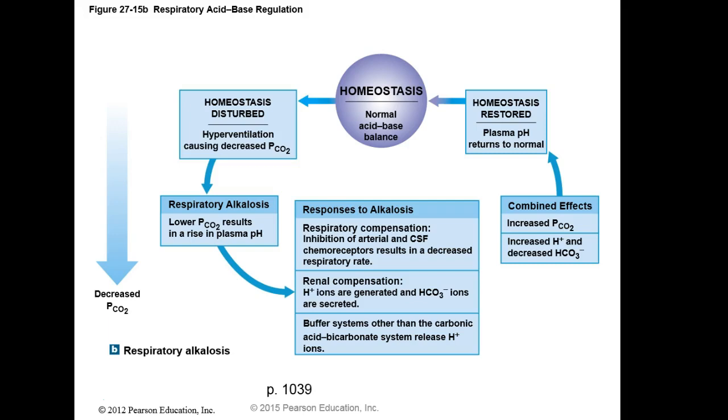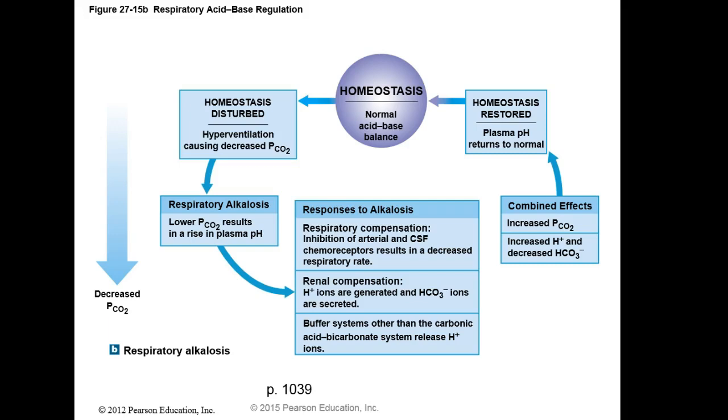And then this would be respiratory alkalosis. So what you have here is hyperventilation, causing a decrease of CO2, that then is going to cause a rise in plasma pH, and the compensation is going to be inhibition of atrial and cerebrospinal fluid receptors resulting in a decreased respiratory rate, so it's going to slow that respiratory rate down. Hydrogen ions and bicarbonate ions are going to be secreted, and a buffer system other than the carbonic acid buffer system is going to release hydrogen ions. Again, remember, our problem is too little CO2, so that is going to increase hydrogen, decrease bicarbonate, and restore pH. This is respiratory alkalosis.